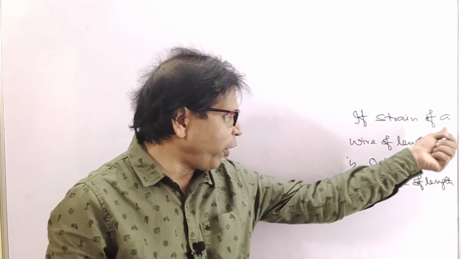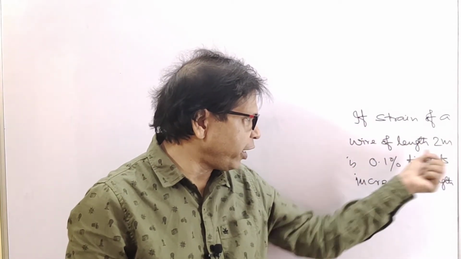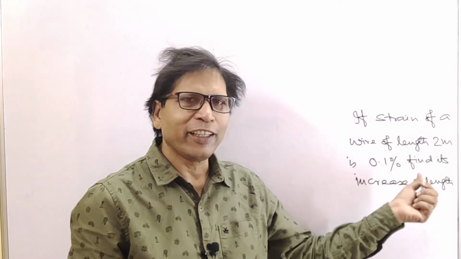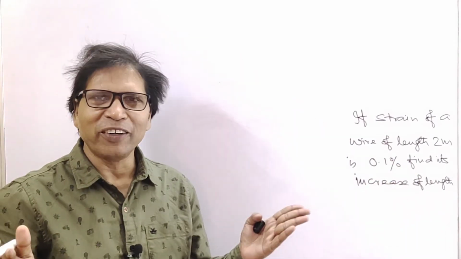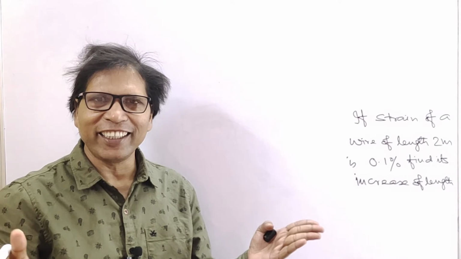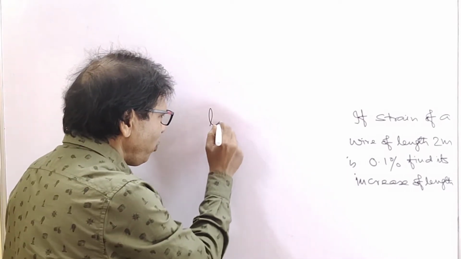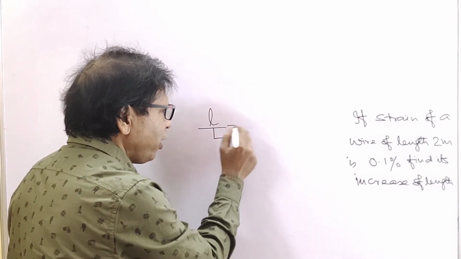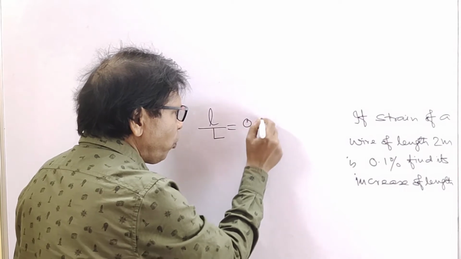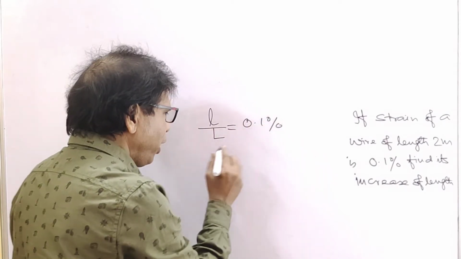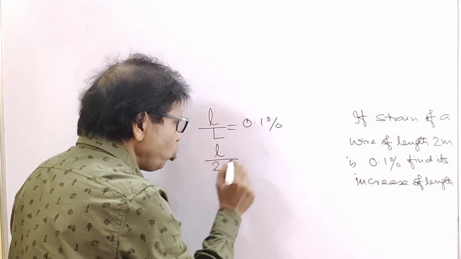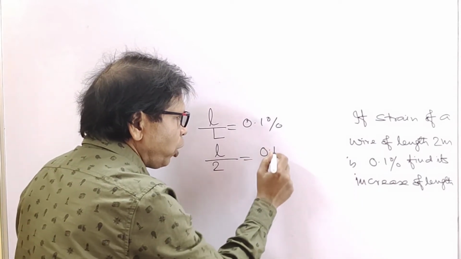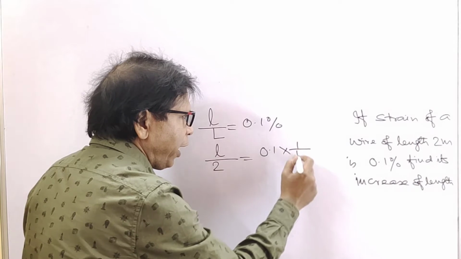Next, now a numerical. If strain of a wire of length 2 meter is 0.1%, find its increase of length. We know the longitudinal strain is equal to increase of length divided by original length. This equals 0.1%. Now l divided by 2 meter, so this is 2 meter and 0.1% means 1 by 100.